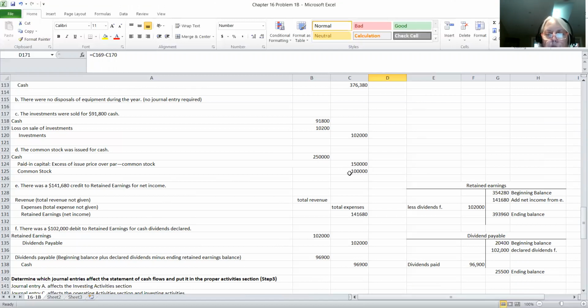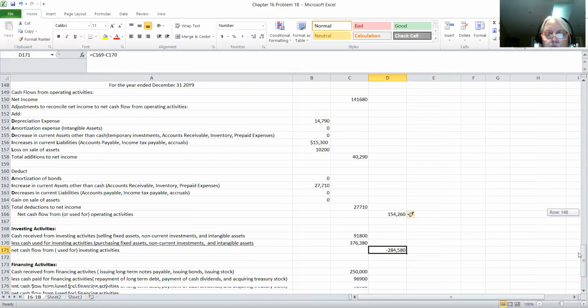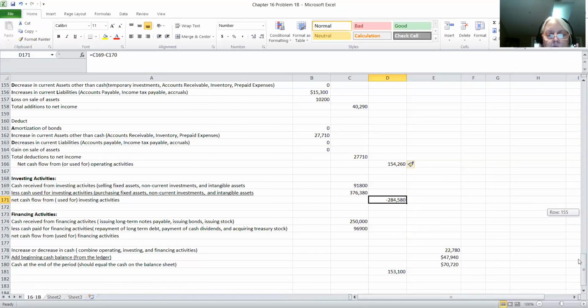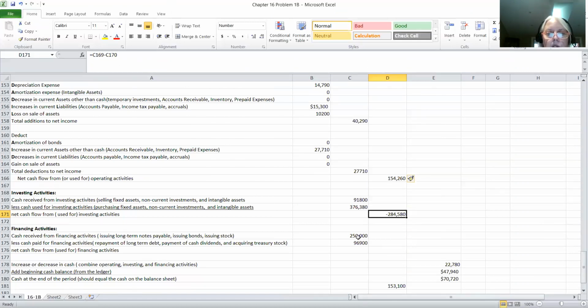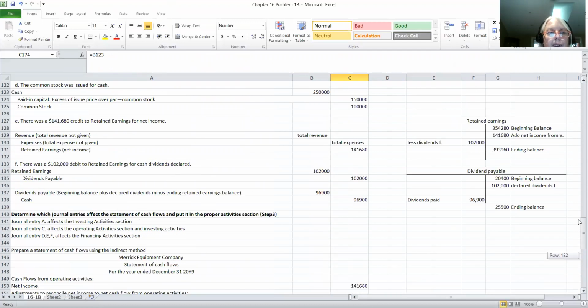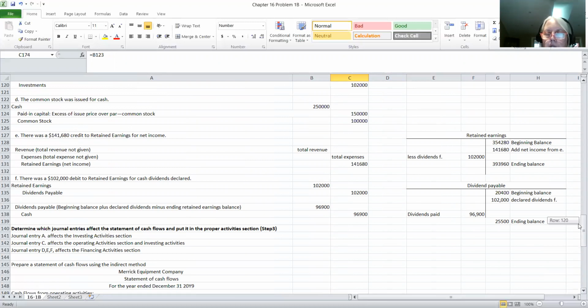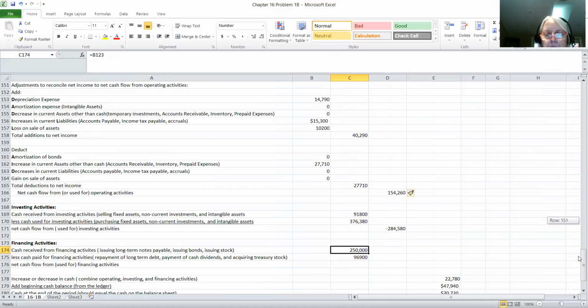We'll combine both of these together to get the cash amount that we would have received for financing activities. So that $250,000 comes from cell address B123, which is the debit to the cash amount when we issued our shares of stock.